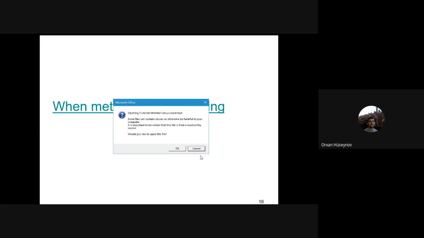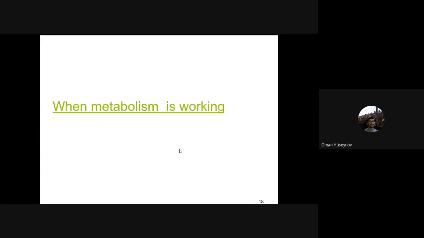Let's see if it plays. Metabolism. Metabolism is also thermodynamic stuff because at the end it is conversion of energy. If there is energy conversion, then it means that there is thermodynamics.